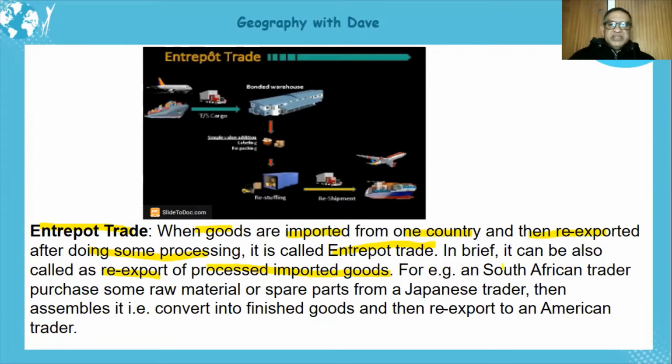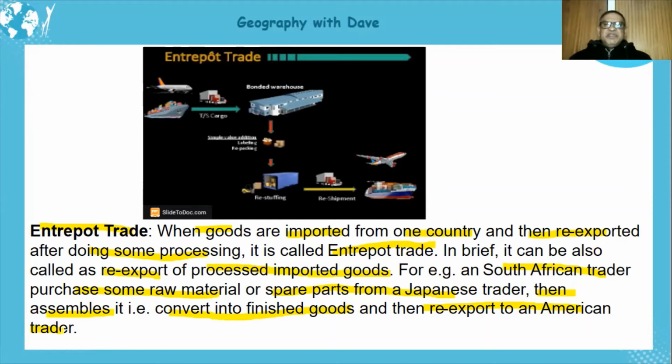A South African trader purchases some raw material or spare parts from Japan. So he's importing it and then assembles it. Example, converts it into finished goods and re-exports it to an American trader. Let's just take this example. We buy parts from Japan, let's say car parts. We take the car parts, we assemble and make a car and then sell it to another country.